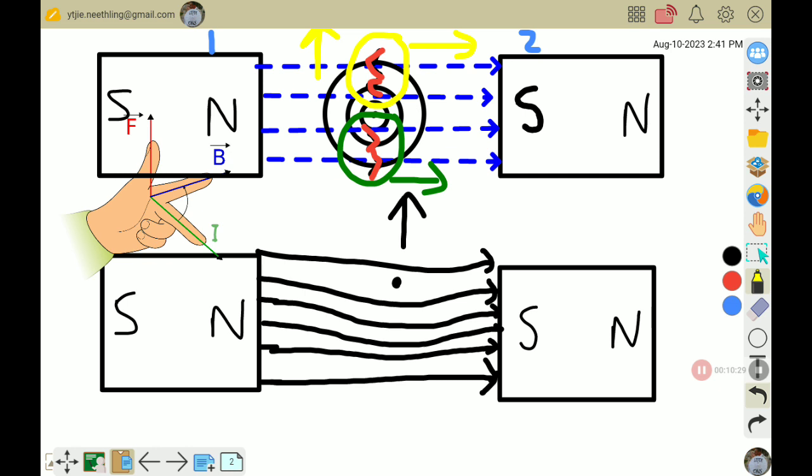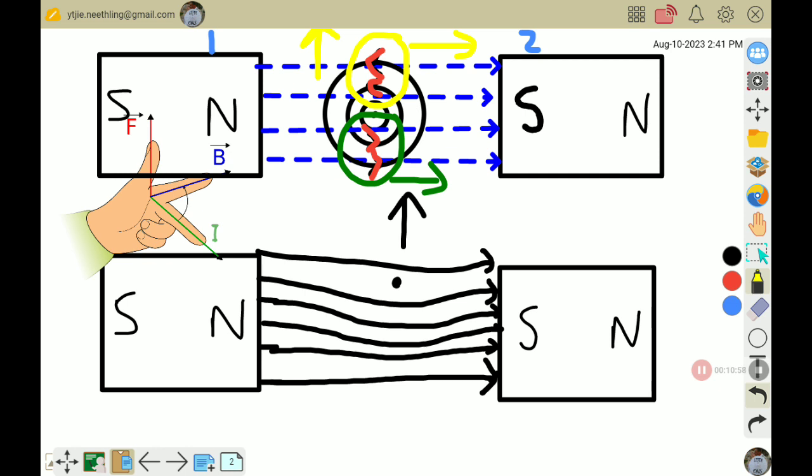Okay, so it's pointing from left to right then. Your middle finger is your current, and it's coming out of the page because it's a dot, so 90 degrees with each other, your index and your middle finger pointing towards you, towards your eyes, your index finger still north to south, and then you open your thumb and you will see it is pointing upwards. So this current carrying conductor will move upwards.